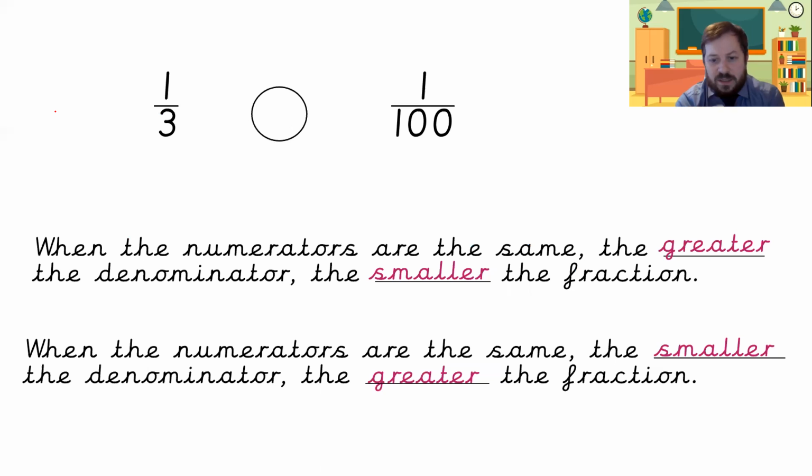So using that rule, can you answer this question? Is 1/3 greater than or less than 1/100th? Well, it's greater than, because it follows the rule: the smaller the denominator, the greater the fraction. 1/100th has a really large denominator, so it's a very small fraction.